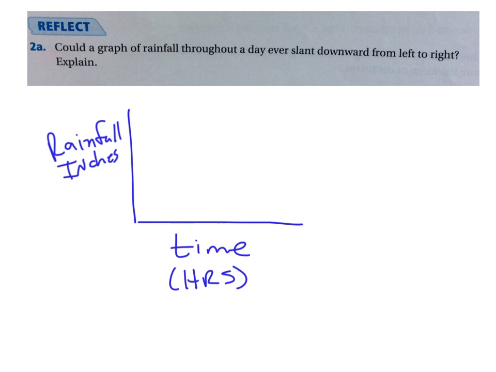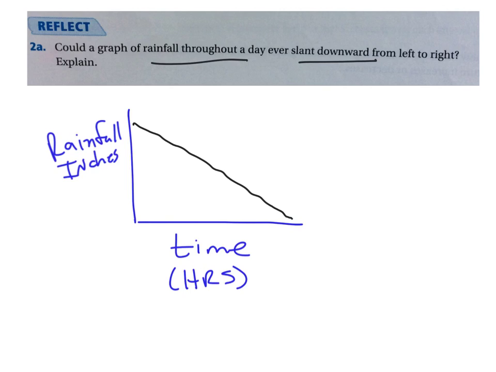Okay, now going back to the rainfall versus time, the question is, could a graph of rainfall throughout the day ever slant downward? In other words, could it ever look like this?